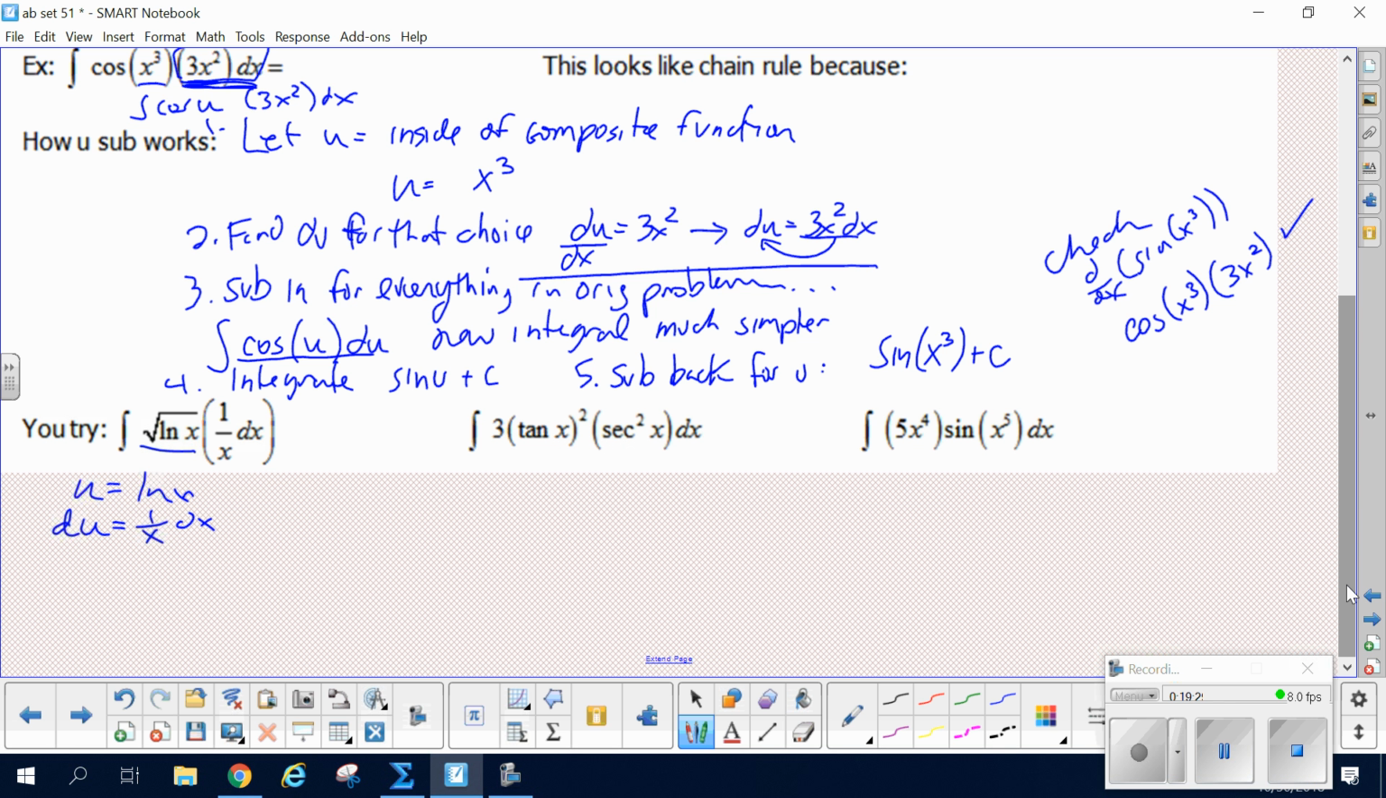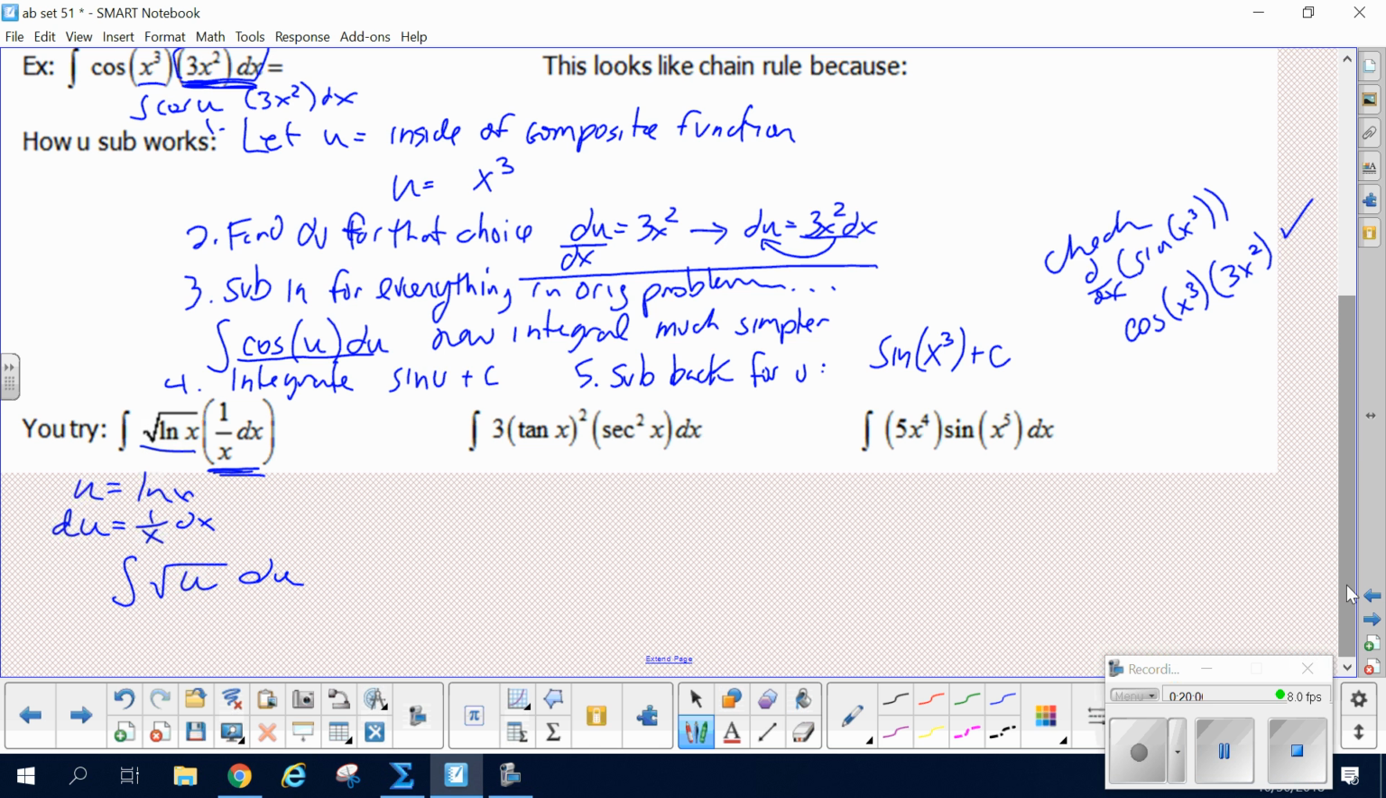Now we have everything we need to substitute into the original problem. The integral is still there. The square root is still there. But in place of log goes u. We said that log is equivalent to u. So I'm going to substitute in, or u sub, the log. This whole thing is equivalent to the derivative of the inside. So what do I put in for that guy? 1 over x dx. That's du. Okay.